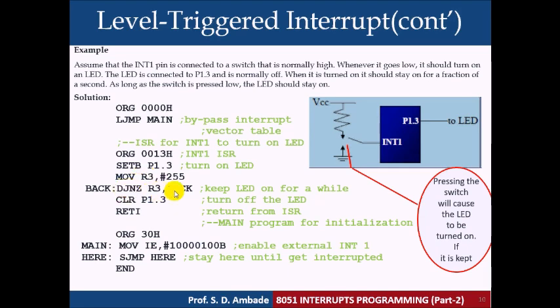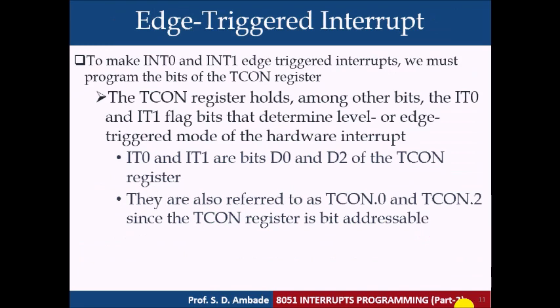DJNZ R3, back. Keep the LED on for a while. For that, this loop is here. Then clear P1.3, which turns off the LED, and RETI, return from interrupt. So this is the method used for level trigger interrupt, edge trigger interrupt.